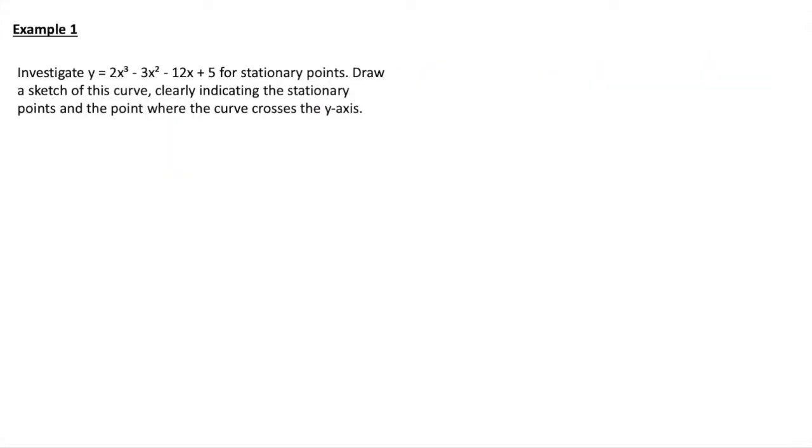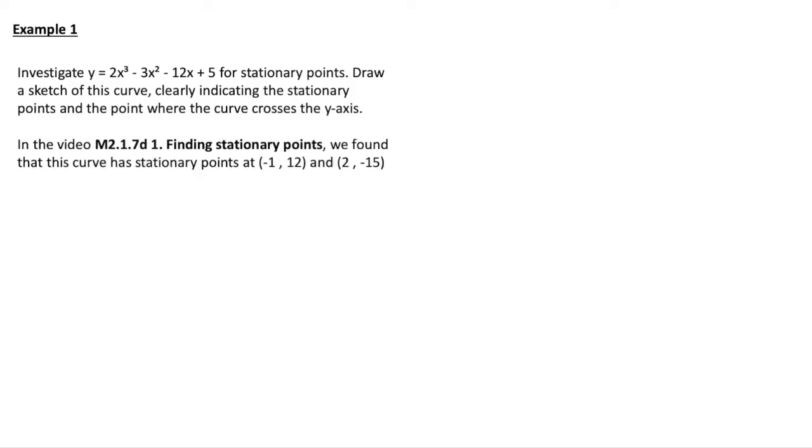So let's have a look at an example. Investigate y equals 2x cubed minus 3x squared minus 12x plus 5 for stationary points. Draw a sketch of this curve, clearly indicating the stationary points and the point where the curve crosses the axis. In the video Finding Stationary Points, we found that this curve has stationary points at (-1, 12) and (2, -15).